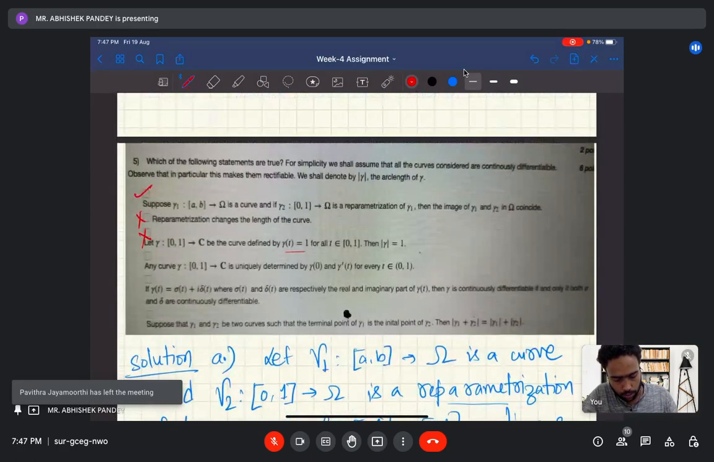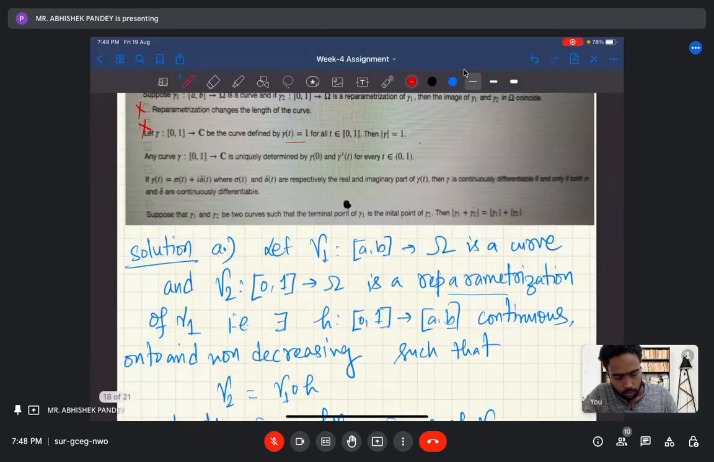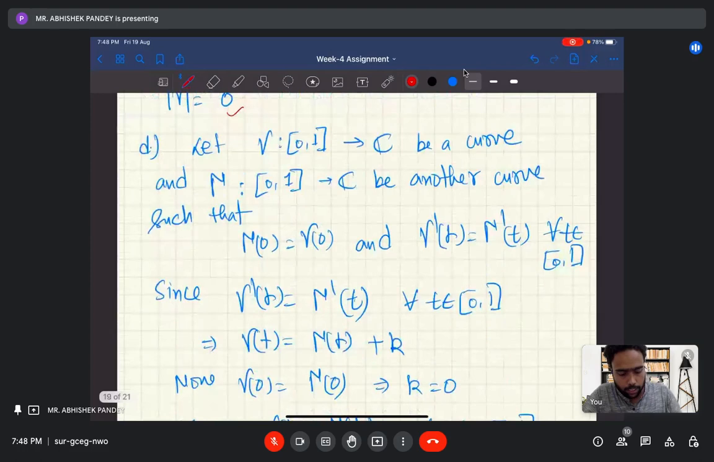Now let us look at the D option. Any curve is uniquely determined by gamma of 0 and gamma dot t for every t belonging to 0, 1. So this is also correct. Let us see. Let these be two curves such that this holds and this holds for all t belonging to 0, 1.